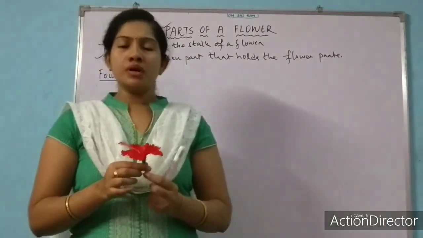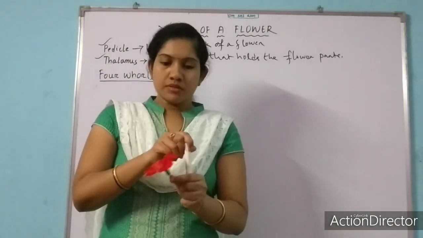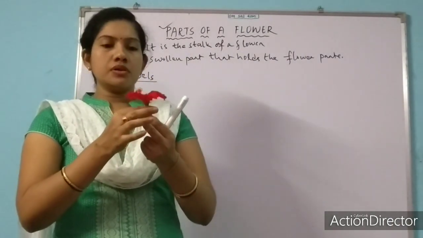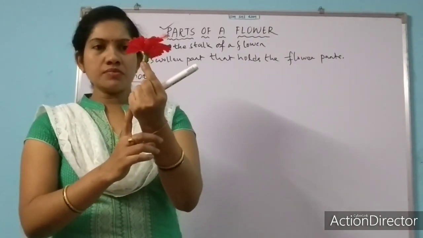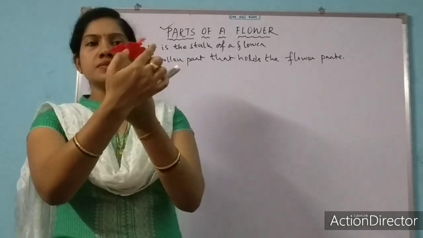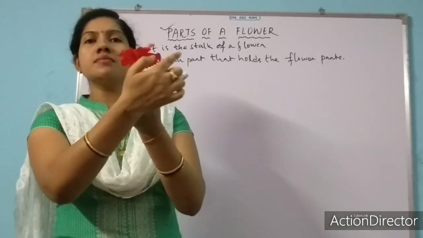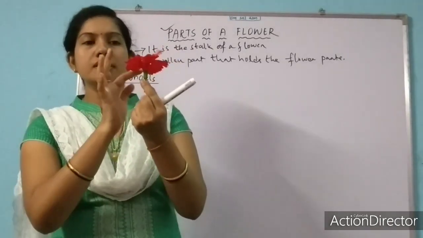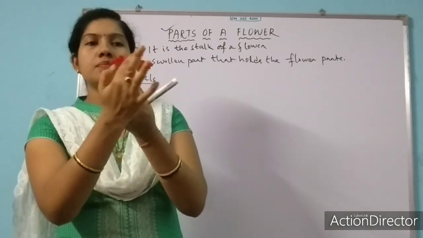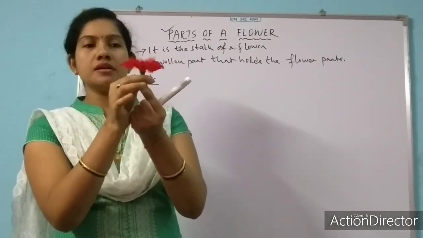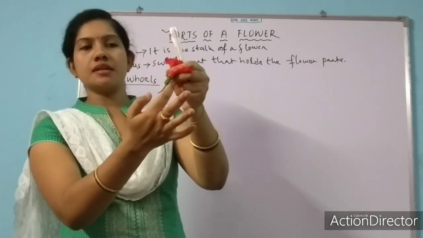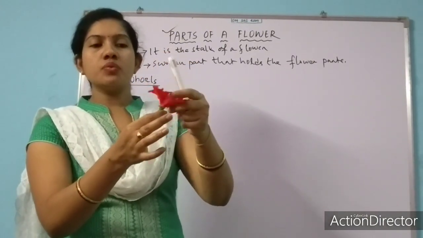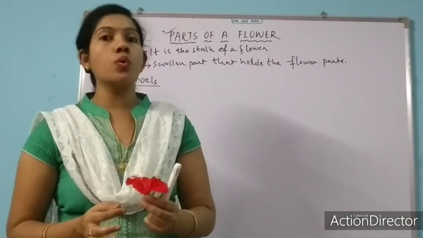Now I am going to tell you something new. If you observe a flower, you might have observed that all the parts of the flower arrange themselves in a circular or ring manner. These are the petals, which arrange themselves in a ring. Down below you can see the green part. These are the sepals, which also arrange themselves in a ring. So we can call these rings whorls.